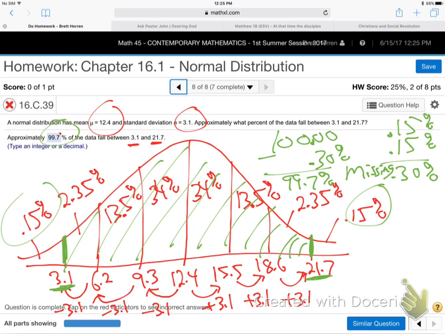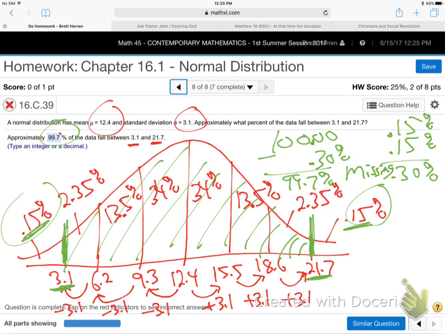And then I found that what they wanted, they said between 3.1 and 21.7. So I said, oh, they want from here to here. They want all the percentage between those two. So they wanted everything except the 0.15 and the 0.15. So I thought the easy way to go is take 100 minus what's missing. They're only missing 15 cents and 15 cents. I added those up to be 30 cents. Took $100 minus 30 cents, and I get $99.70. 99.7%.